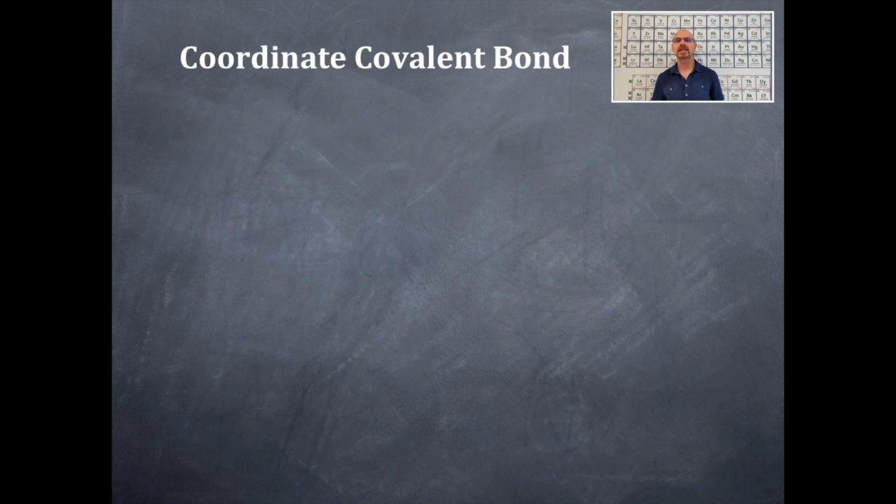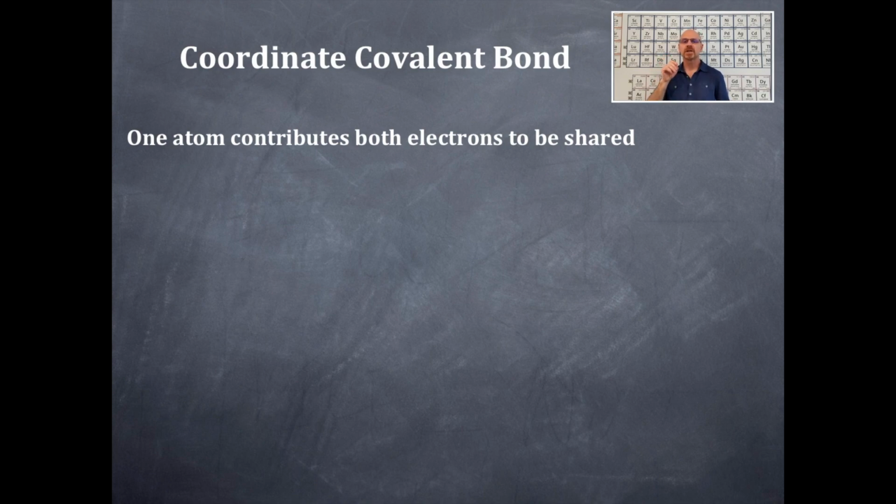So a coordinate covalent bond is when one atom contributes or shares both of its electrons into the coordinate covalent bond. Okay, so let's figure out what this does. Carbon monoxide is a perfect example of a molecule that has a coordinate covalent bond. So the first thing we're going to do is look at CO, that's carbon monoxide.